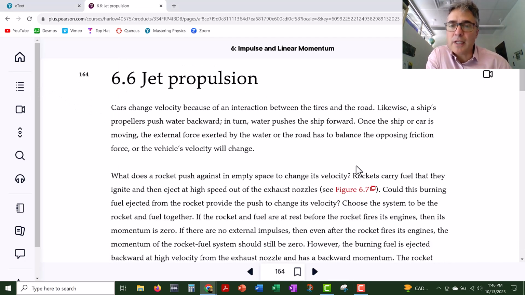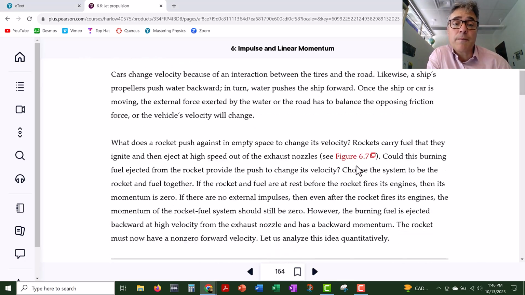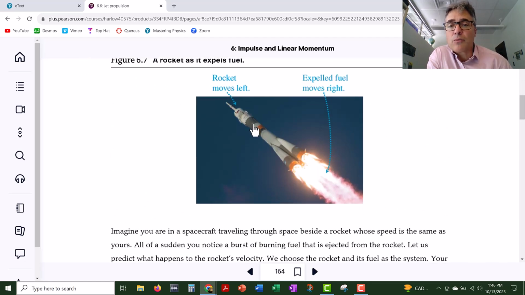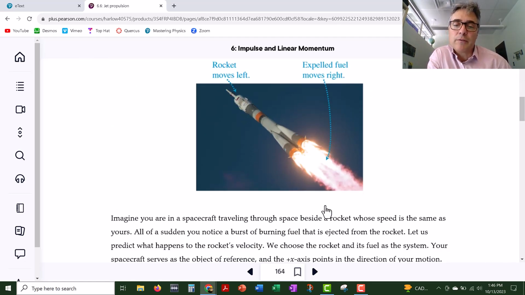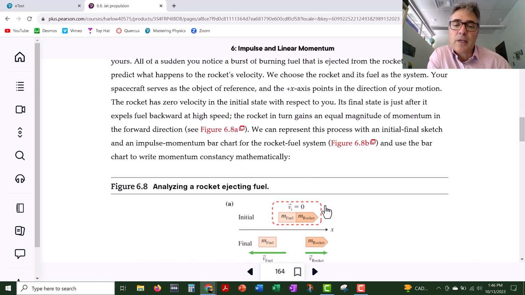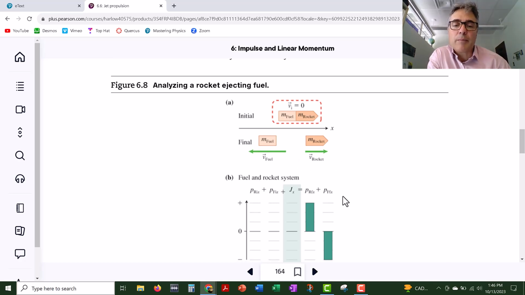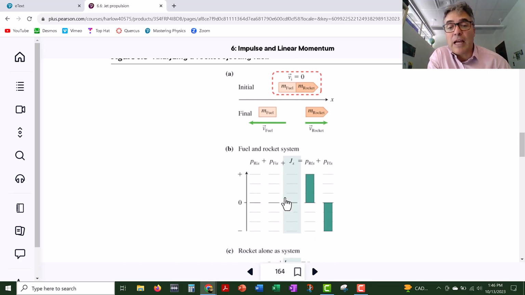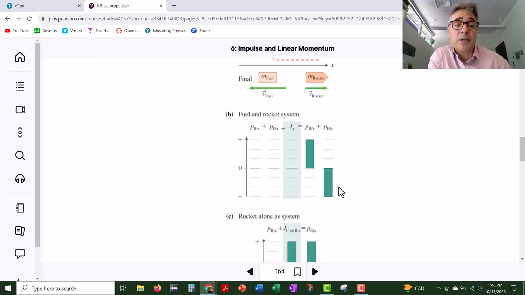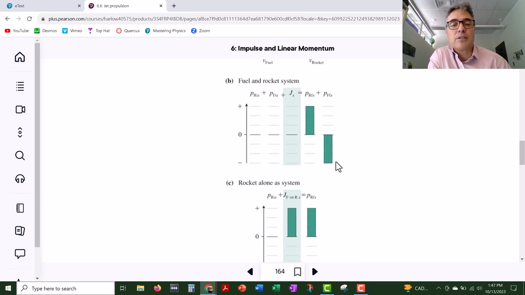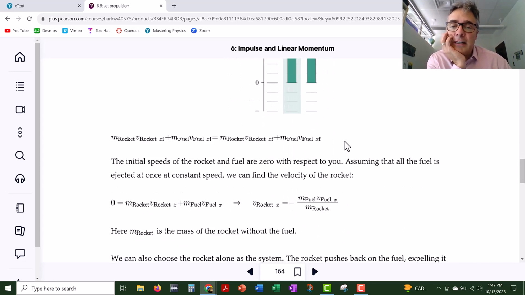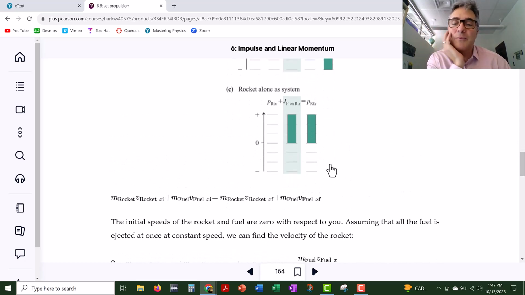Section 6.6 is a quick description of jet propulsion, which considers a rocket moving one direction and the fuel moving the other direction. If you define the system as being both the rocket and the fuel, and diagram this out, then they end up going in opposite directions. Even if everything's at rest at the beginning, there's no initial momentum, and there's no external impulse, you can get the rocket moving if you send off the fuel in the opposite direction, because these plus bars equal these minus bars. That's the idea. And if you look just at the rocket alone, it just seems to blast away all by itself.